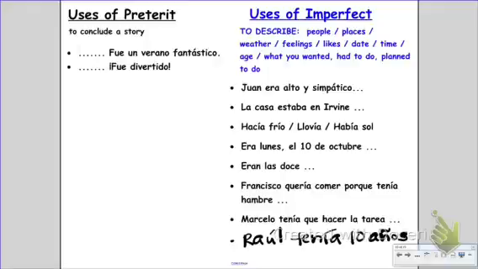Okay, I left out one about age. Any time that you say somebody's age in Spanish in the past, you're going to use tenía and however many años. Always, it's always imperfect, 100% of the time. So something like Raúl tenía 10 años. You're just describing how old he was.